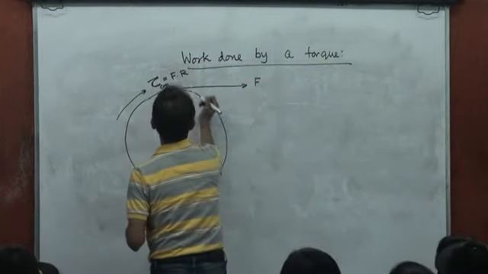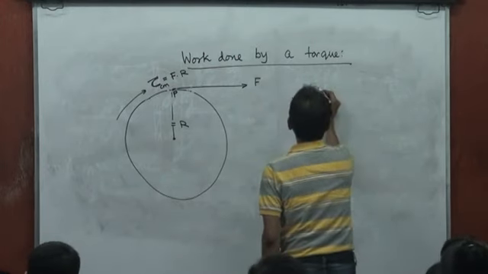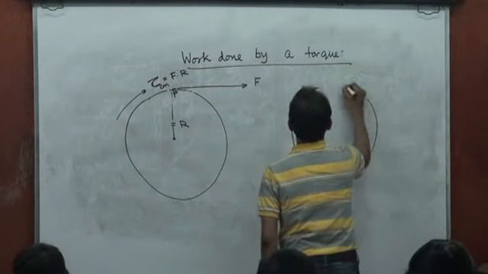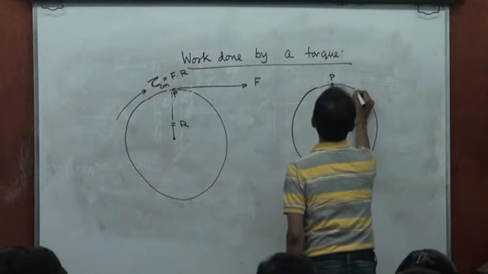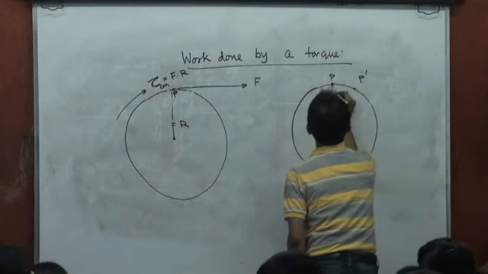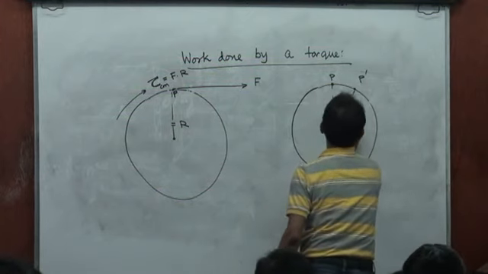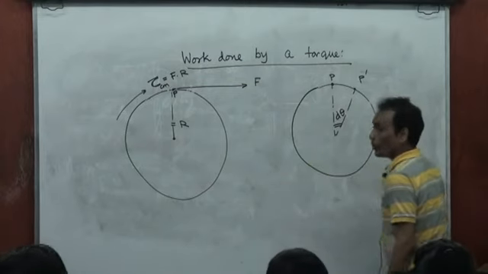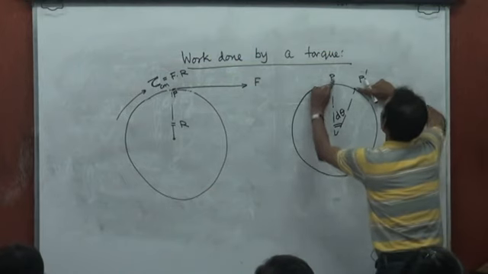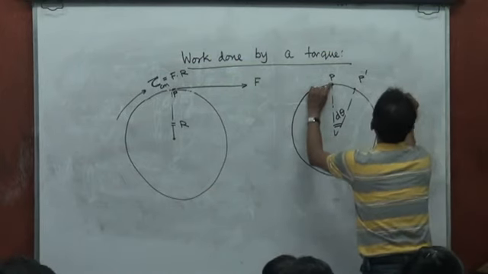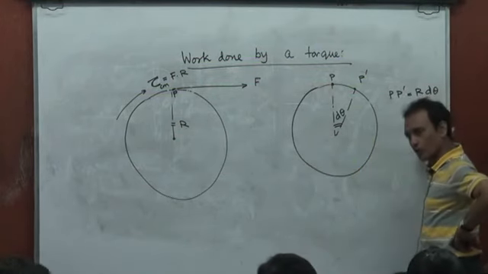This is the point of application P. In a short time dt, this point P would have moved to a very nearby point P prime because of the torque, where this angle would have been d theta. The body would have got rotated by an amount d theta in this short time. And the arc PP prime would have been R d theta, yes or no?